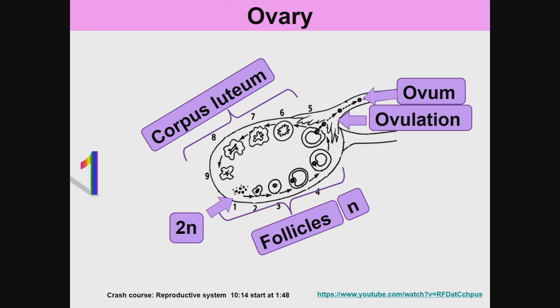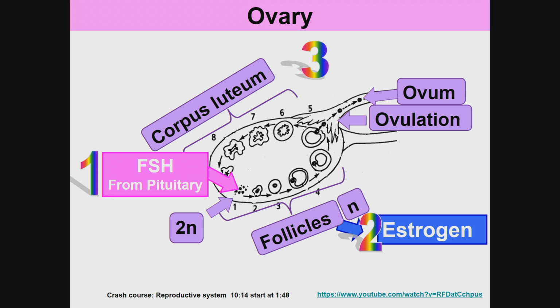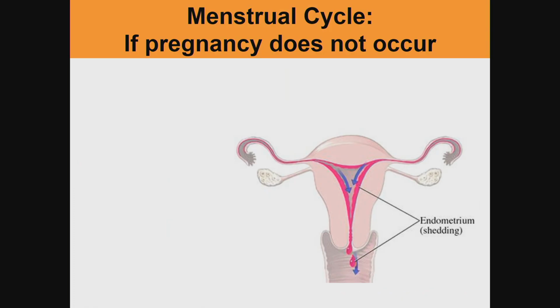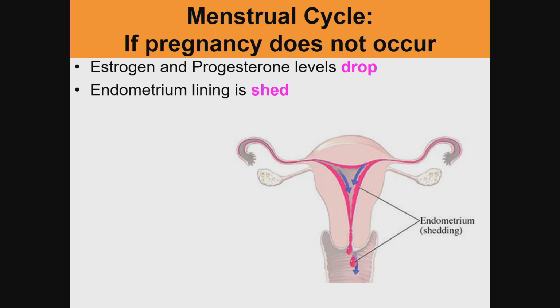Let's talk about the hormones. First hormone every month is FSH. It causes the follicles to release estrogen, which then causes the release of LH, which finally causes the release of progesterone and estrogen. If pregnancy does not occur, then estrogen and progesterone levels drop. This is at the end of the month. The endometrium lining is shed and bleeding occurs. So it's menstruation.